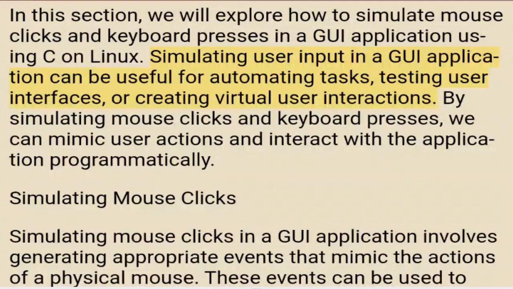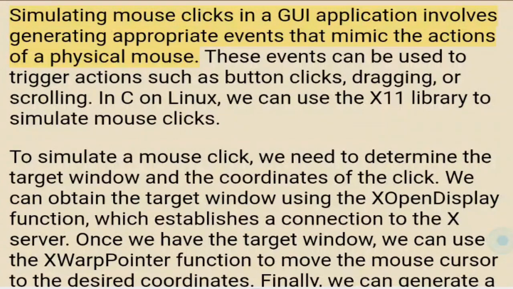virtual user interactions. By simulating mouse clicks and keyboard presses, we can mimic user actions and interact with the application programmatically. Simulating mouse clicks. Simulating mouse clicks in a GUI application involves generating appropriate events that mimic the actions of a physical mouse. These events can be used to trigger actions such as button clicks, dragging, or scrolling. In C on Linux, we can use the X11 library to simulate mouse clicks.